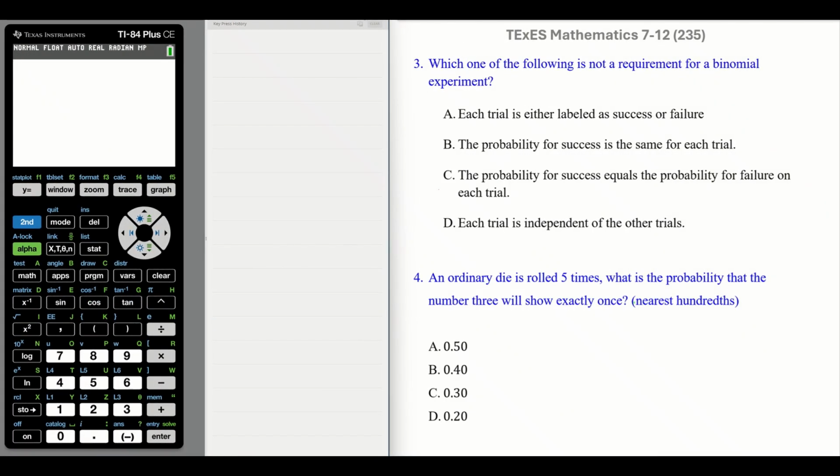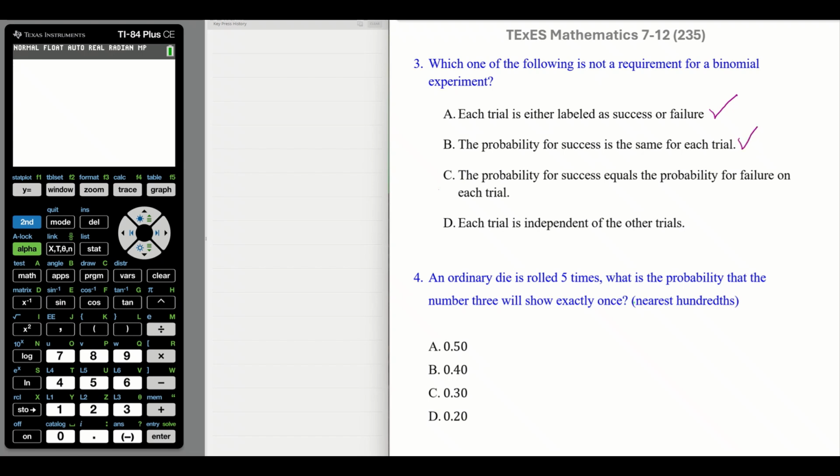Number 3, which of the following is not a requirement for the binomial experiment? Okay, let's go through these and remember our definition. A, each trial is either labeled a success or failure. Yes, you're going to look at your successes and you're saying, this is my success, and then you move on, but that is a requirement. B, the probability for success is the same on each trial. Yes, it has to be the same.